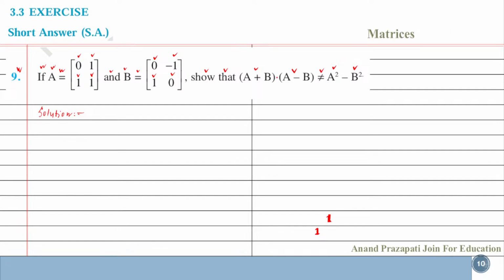Order of A is 2 by 2 and order of B is also 2 by 2. Therefore, A plus B and A minus B is possible.